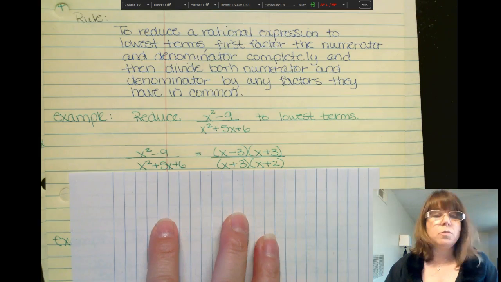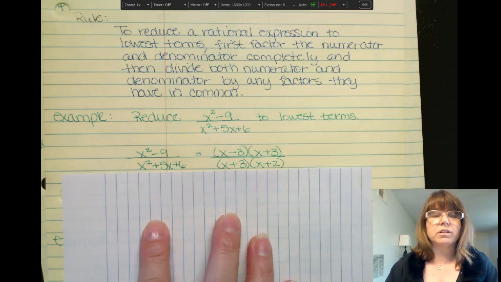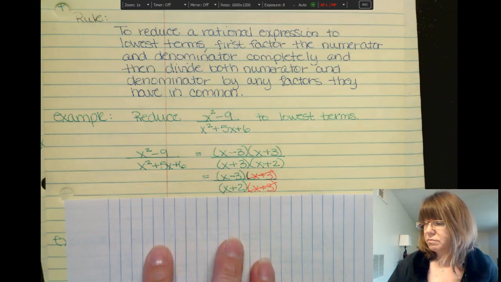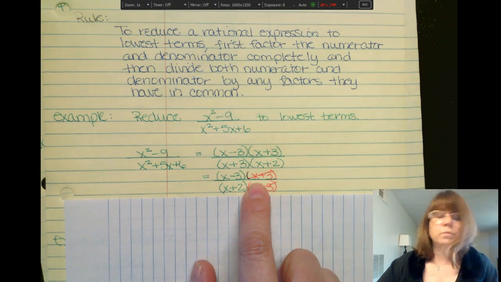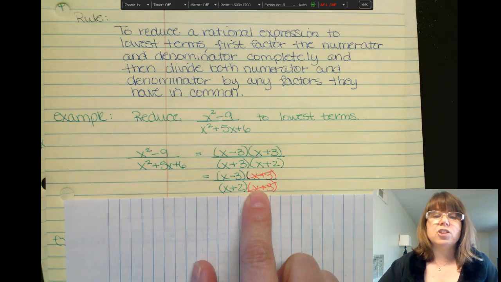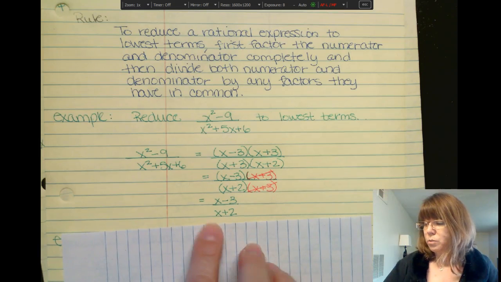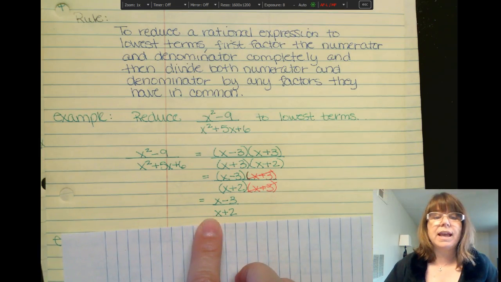I'm going to factor the numerator, factor the denominator. So x squared minus 9 factors into x plus 3 and x minus 3. x squared plus 5x plus 6 factors into x plus 3 and x plus 2. But I can see the numerator has an x plus 3, the denominator has an x plus 3. Well, anything over itself is just a 1, so I can cancel those out, leaving me with the lowest term, which would be x minus 3 over x plus 2.